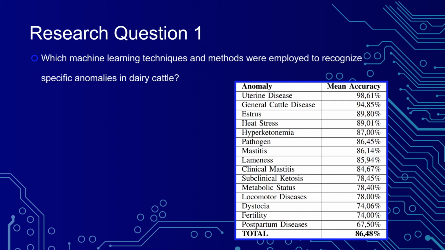We can see here that uterine diseases are pretty much recognizable. General cattle diseases are recognizable. Estrus is recognizable, 89% of recognition. But postpartum diseases, fertility, dystocia, and locomotor diseases are pretty much low compared to the most detectable anomalies. So there are opportunities for researchers to go after those anomalies.